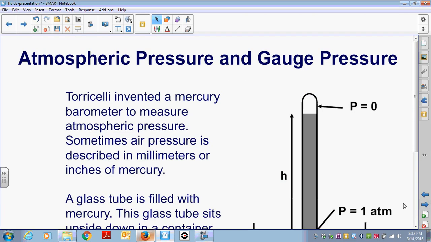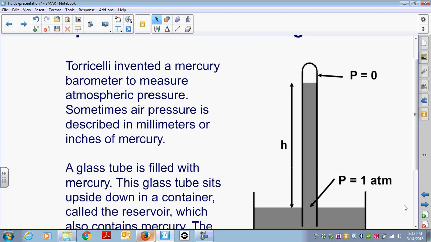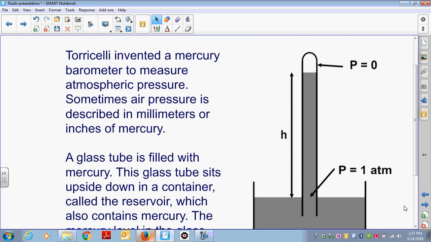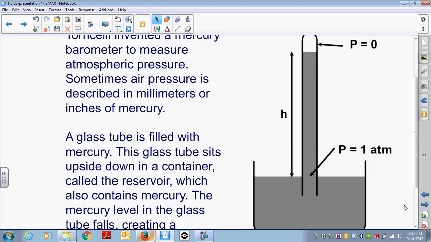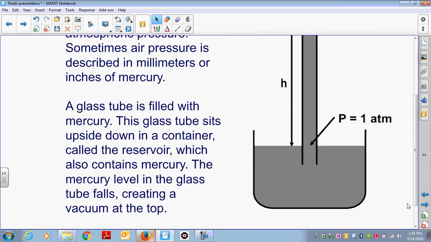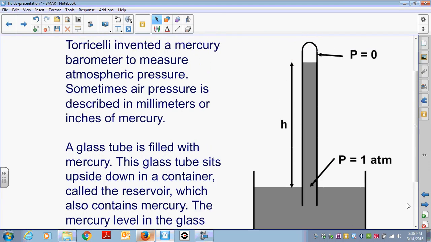Torricelli invented a mercury barometer to measure atmospheric pressure. Sometimes air pressure is described in millimeters or inches of mercury. So here we have a glass tube that's filled with mercury. This glass tube sits upside down in a container called a reservoir, which also contains mercury. The mercury level in the glass tube falls, creating a vacuum at the top.